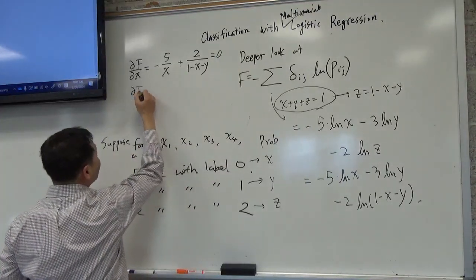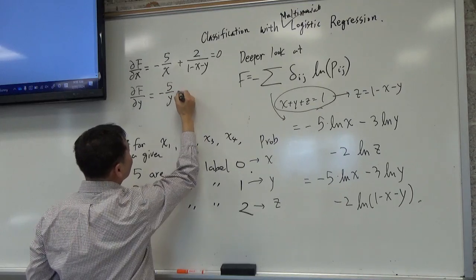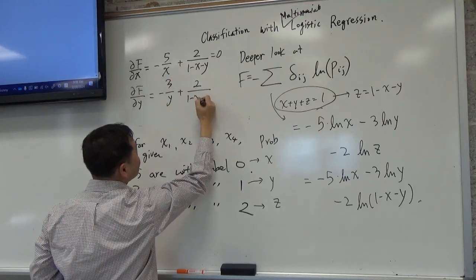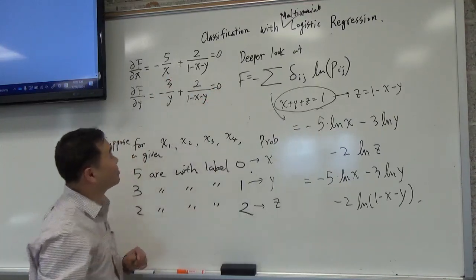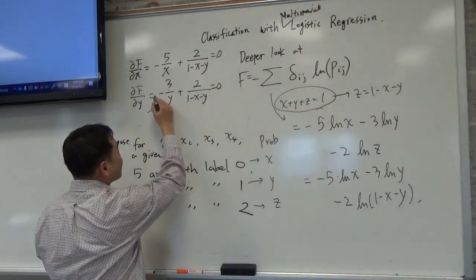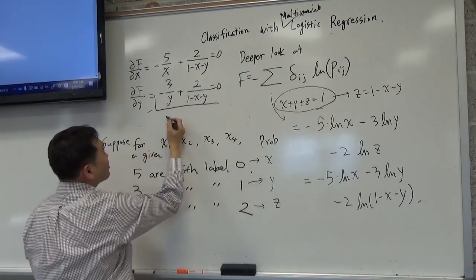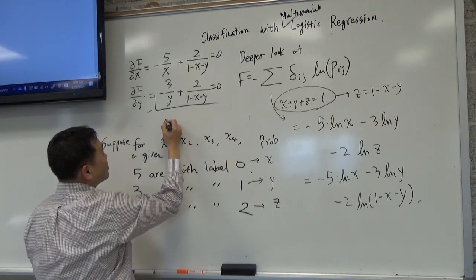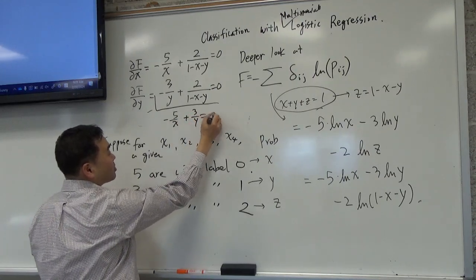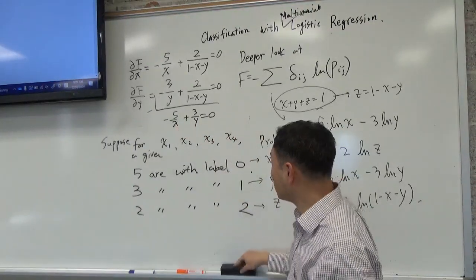In the same way, if you differentiate by y, you get 3 over y, thank you. This equal to 0. Okay? Is that okay? All right, now you subtract. And that gives you, these two should cancel, and then what you get is negative 5 over x plus 3 over y equals 0, right? Move this to the other side, cross multiply. What do you get?